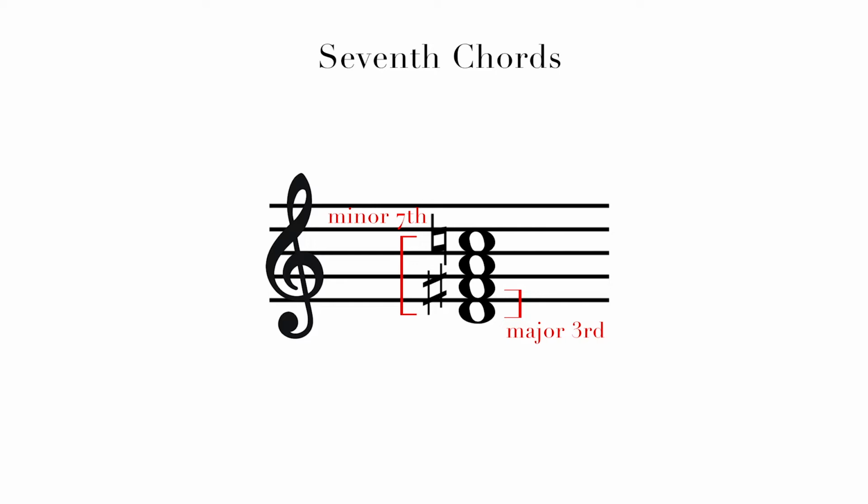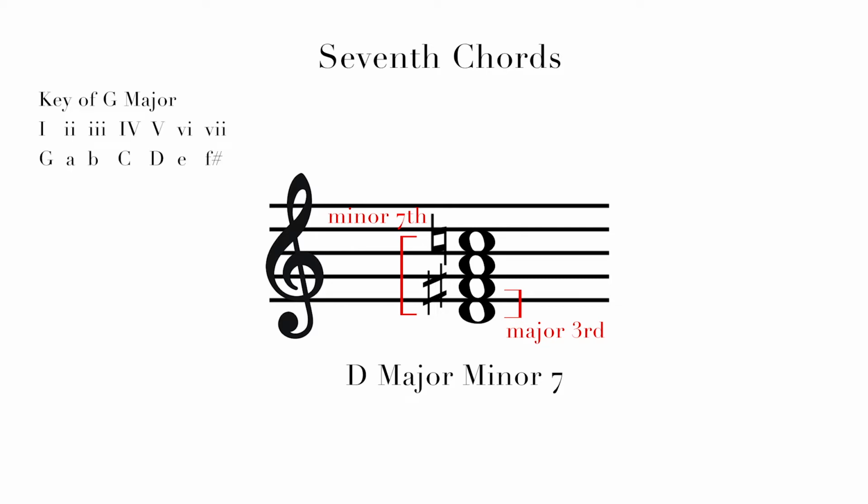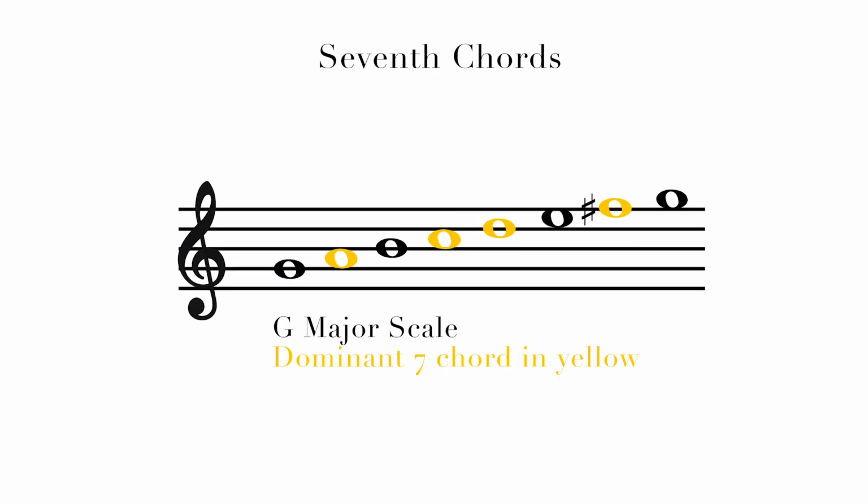That would give us D, F sharp, A, and C natural. We would call this a D major minor 7 chord. It sounds like this. Now, that's a very distinct sound. Why? Because it plays a very specific function in tonal harmony. D major is the dominant chord in the key of G, or the 5-7, which is why we call this the dominant 7 chord. Each major key has a dominant 7 chord embedded in its key signature.